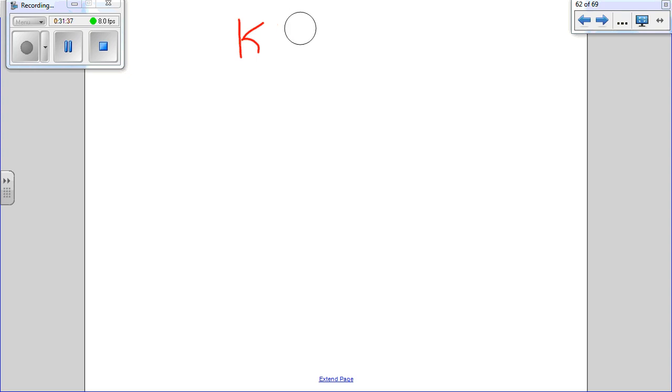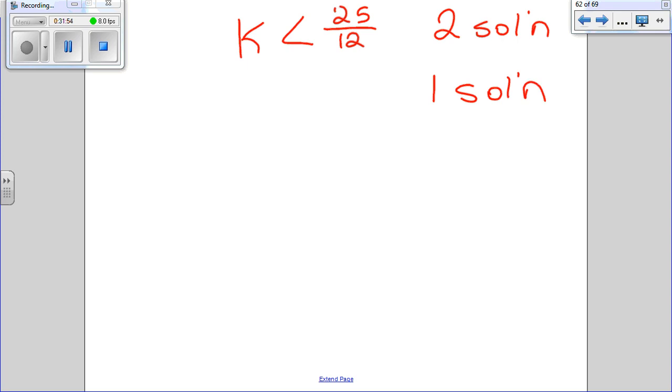Okay. So if the question said, I want one solution, then k would equal 25 over 12. If the question said, I want 0 solutions, that would mean k is greater than 25 over 12. And you could reverse the way those, if the numbers were here and the k was there, then the sign would have to be pointed the other way. That doesn't answer your question at all.